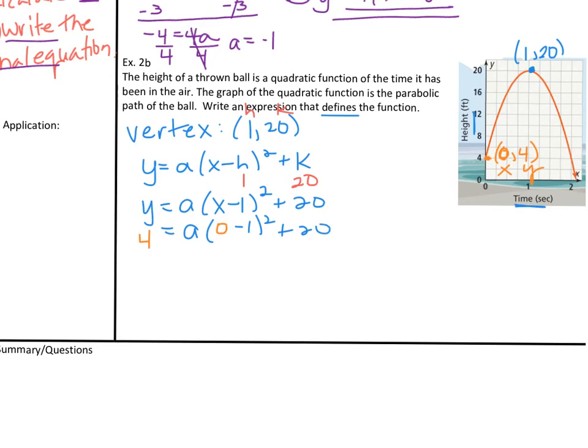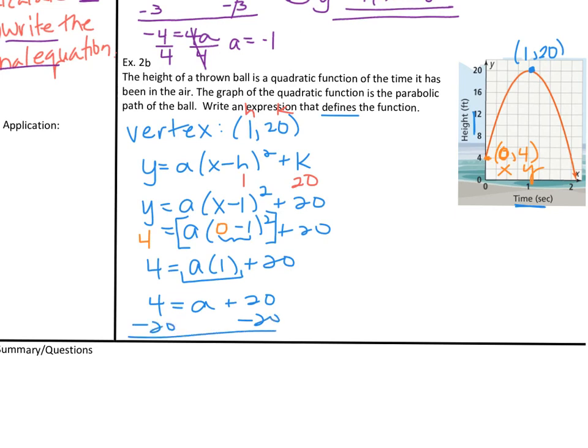Ooh, there's lots going on here. Remember, that big first term is separate from that 20. If we do 0 minus 1, that's negative 1, but negative 1 squared is positive 1. And a times 1 is just 1a. To move 20 to the other side, we would subtract. They cancel out, and we get an a value of negative 16.